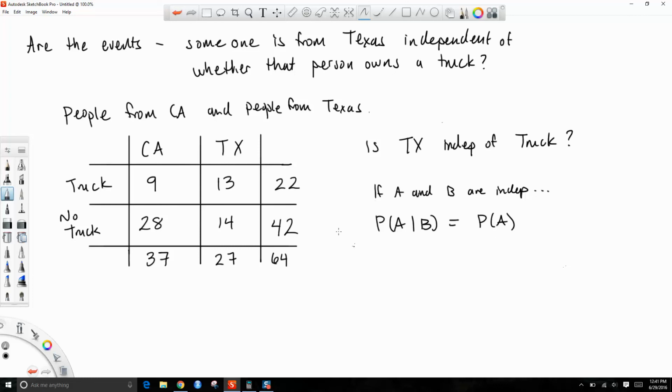So let's just try this out. If Texas and truck are independent, then the probability of Texas given truck should equal the probability of being from Texas. Are we in agreement here? Okay. So what is the probability of Texas given truck?